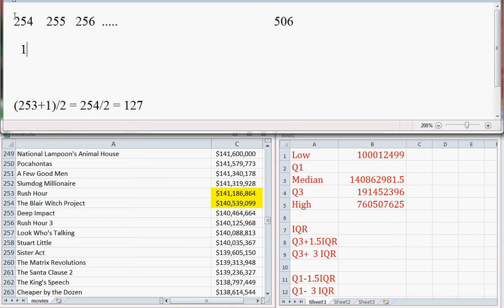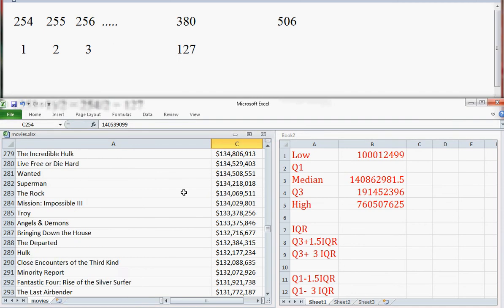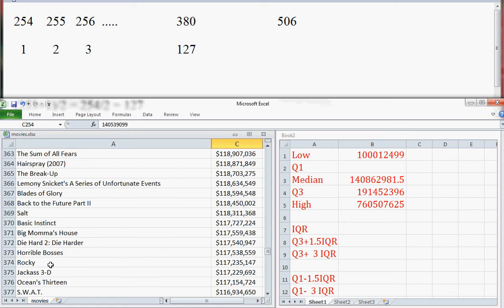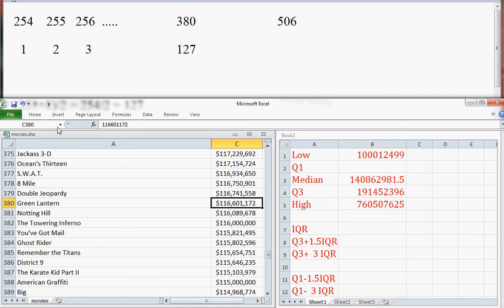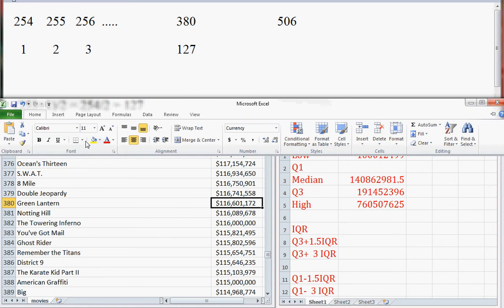Well, 254 would be the largest number in the list. Then this would be the second largest. This will be the third largest, and the job is to figure out the 127th largest. We see that 254 and 1, the difference of these two numbers is 253. Likewise, the difference of these two numbers is 253. And so I need the rank here, so the difference between these two numbers would be 253. Clearly that number would be 127 plus 253, which is 380. So number 380 in this list would be the first quartile. So that is going to be Green Lantern. Let me mark that. And that is the first quartile.